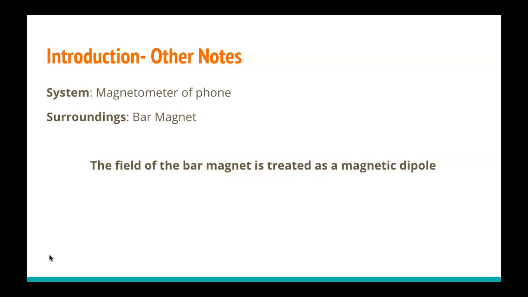Just a few other notes in the introduction. The system here is the magnetometer of the phone, and the surroundings are the bar magnet, or specifically the magnetic field that comes from the bar magnet. It is important to note that we are assuming that the field of the bar magnet is to be treated as a magnetic dipole for this experiment.